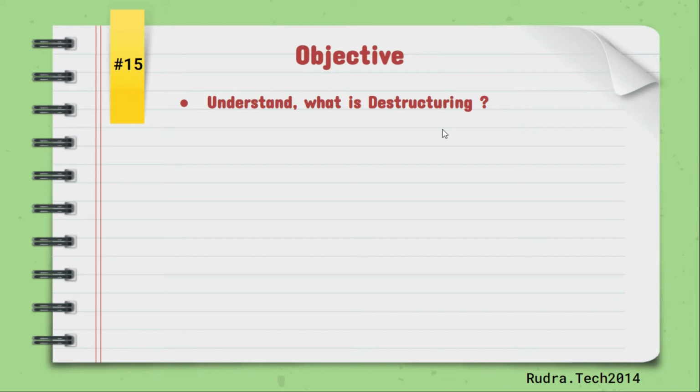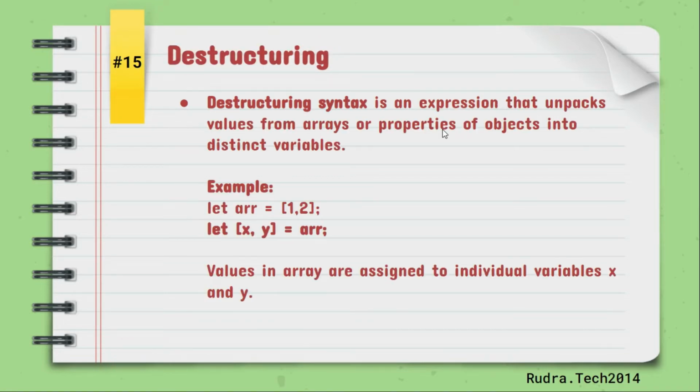Objective of this video is to understand what is destructuring syntax. Well, a destructuring syntax is an expression that unpacks the values from an array or properties of objects into distinct variables. In simple words, the destructuring syntax will assign values in an array to individual variables in a sequence. The same sequence, the values are present in the array.